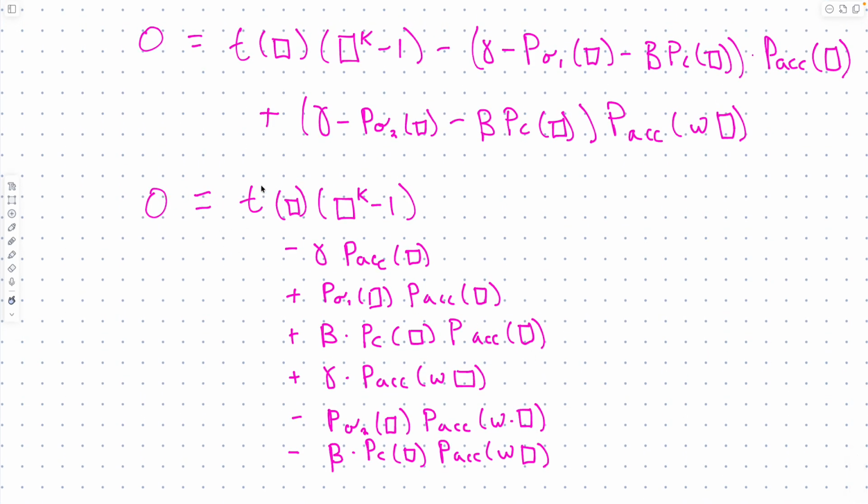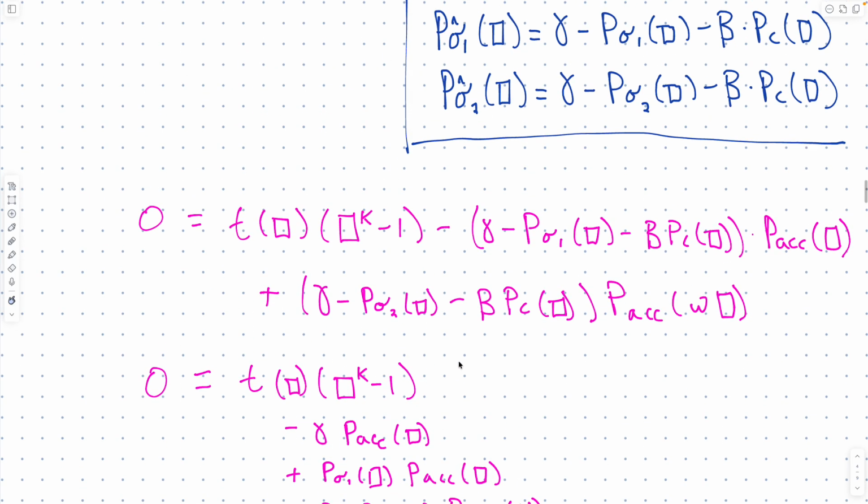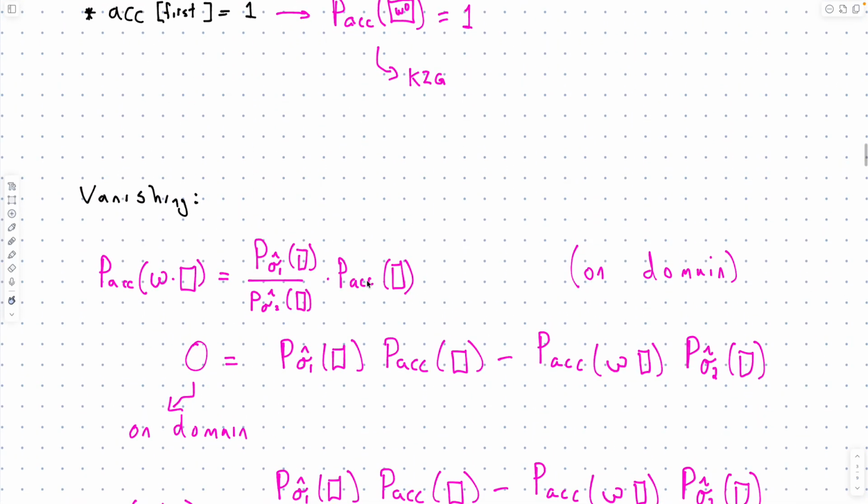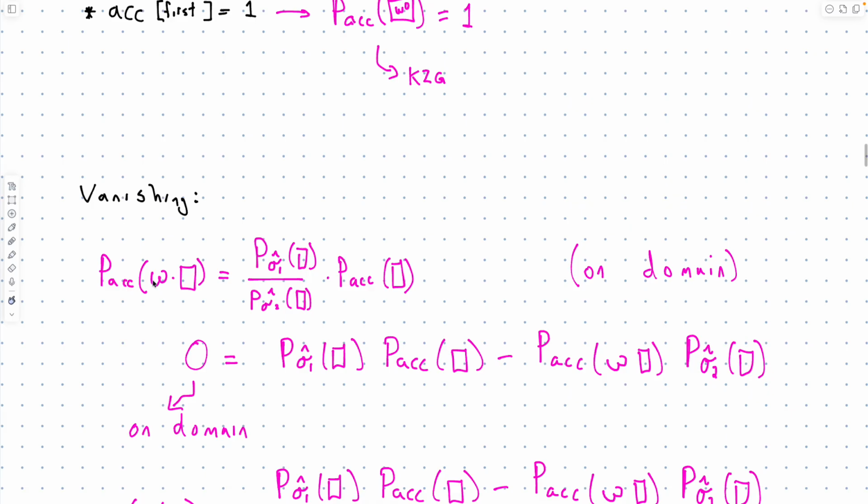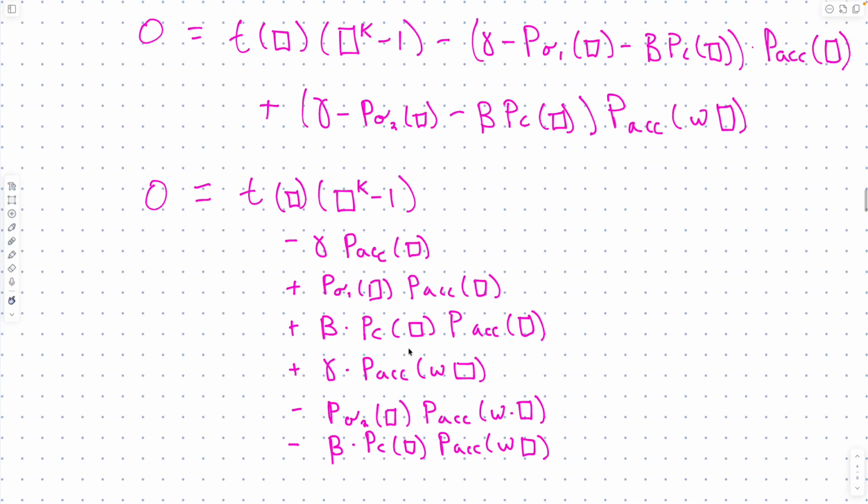So I have 0 equals the quotient polynomial times the thing I know is vanishing, minus gamma times the accumulator plus sigma 1 times the accumulator plus beta times the circuit trace times the accumulator plus gamma times the accumulator, but here it's omega x, or omega variable, instead of just the variable itself. Okay, so this is the next element. So remember here we had the polynomial at variable, but we also have the polynomial at the next element over, which is omega. So we also have that inside of this.